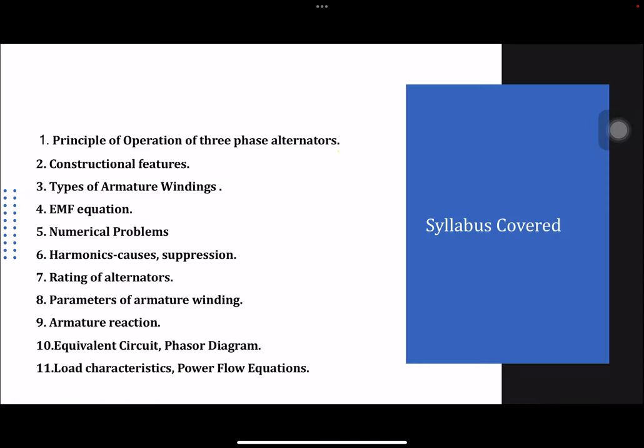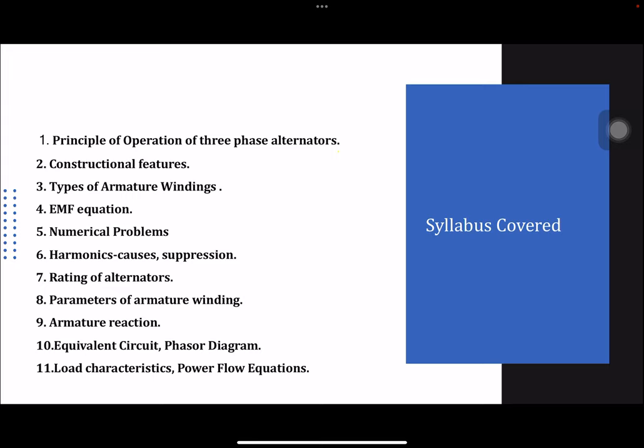First of all, let me give you a brief idea of the topics that will be covered under module 1 of the subject. First of all, we will start with the principle of operation of three-phase alternators. After that, the constructional features will be discussed. The stator construction, rotor construction and type, all those things will be discussed.